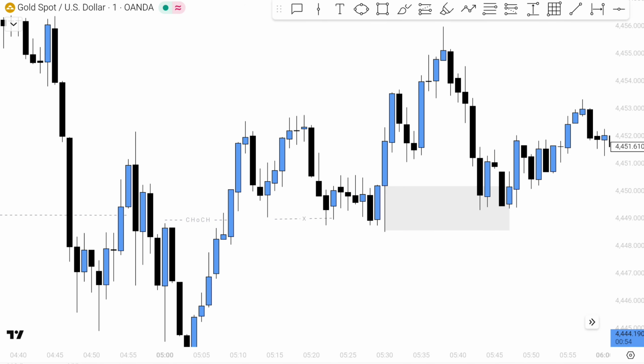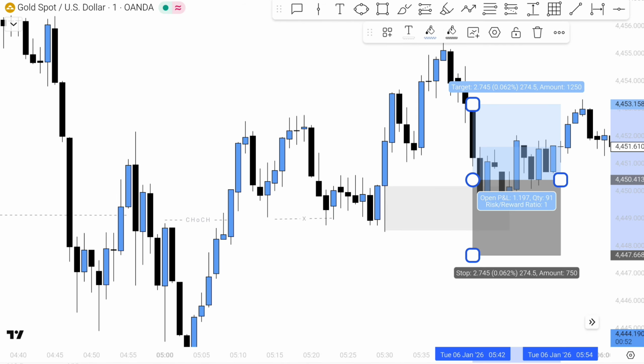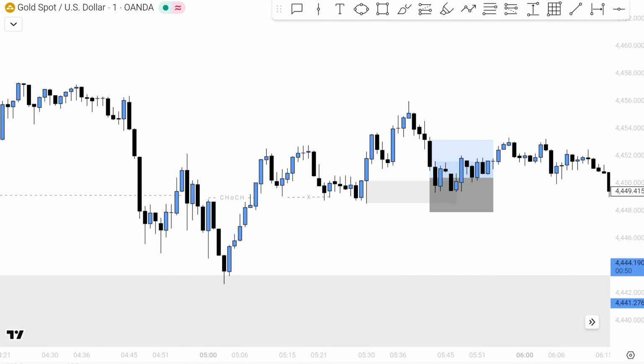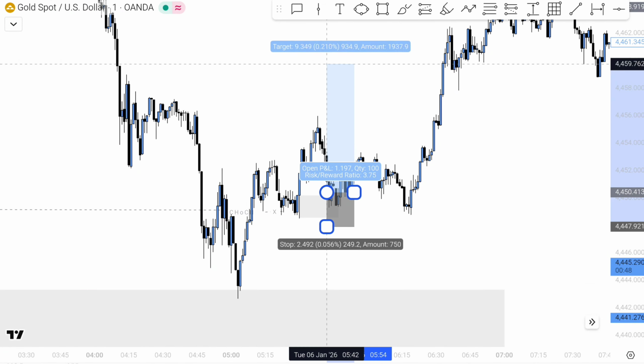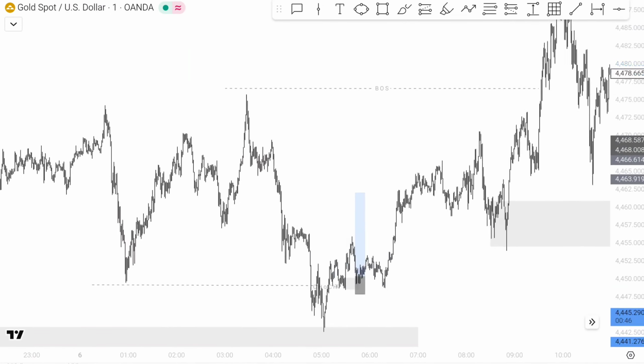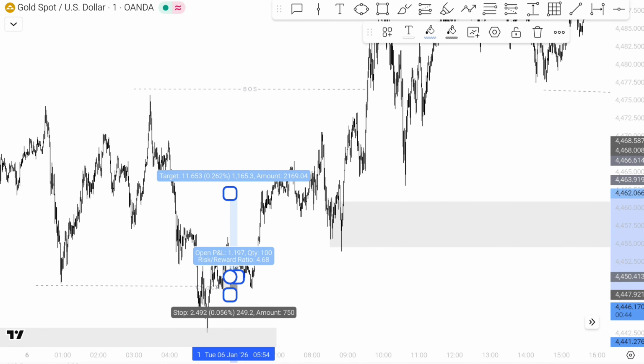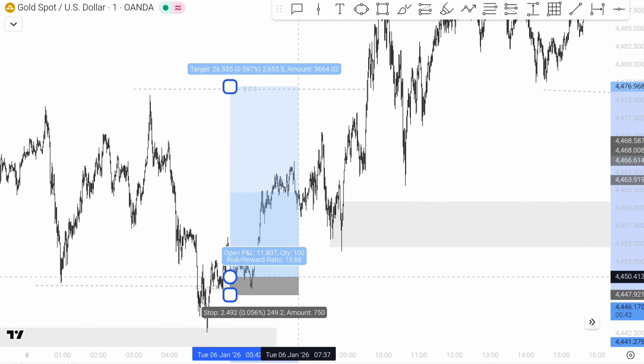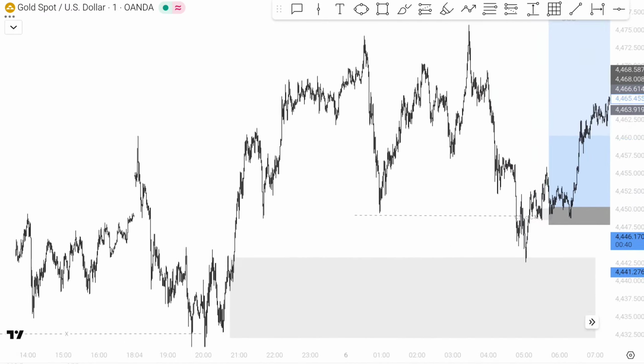The market tapped on this point, so we can look for a buy at this point, put the stop loss just below this point and target the recent high which was at this point. And you should also take the partials along the way.